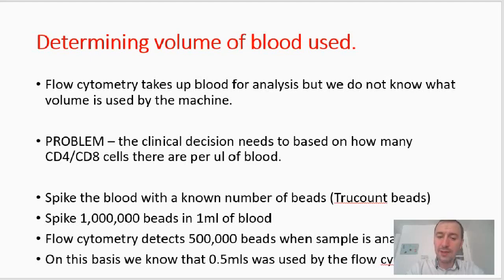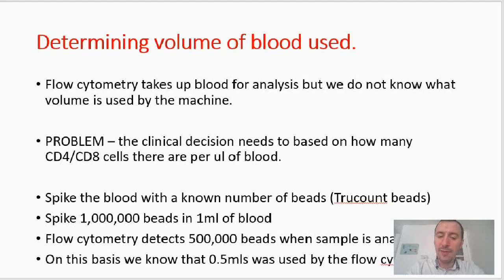So, for instance, if we spike 1 ml of blood with 1 million beads, so the patient blood now contains 1 million beads, and the flow cytometer detects 500,000 beads when the sample is analysed, then we can establish what volume was used by the flow cytometer.